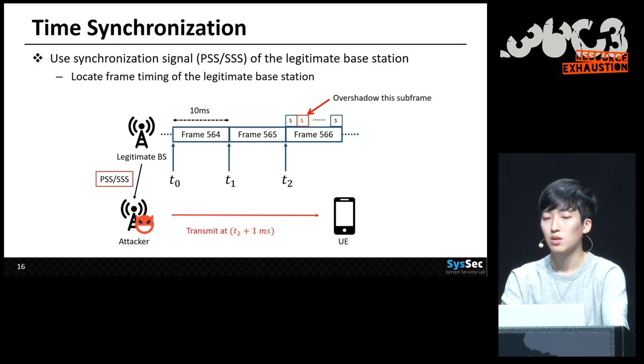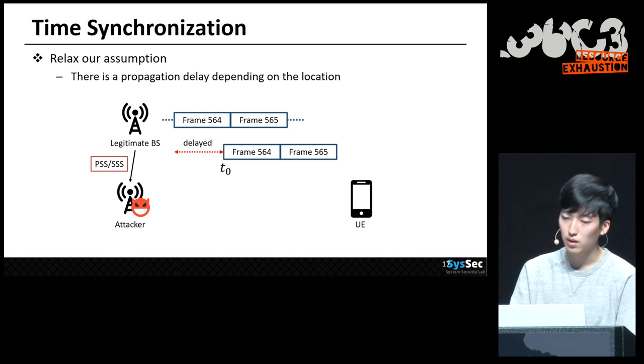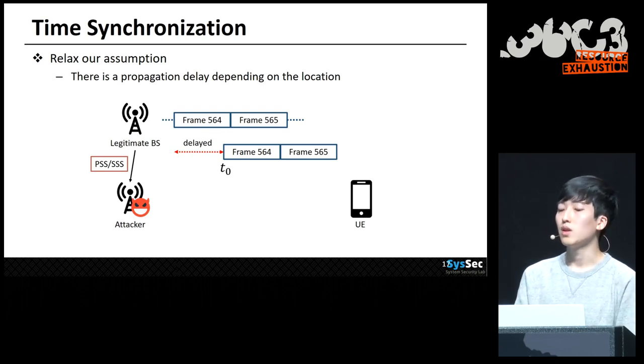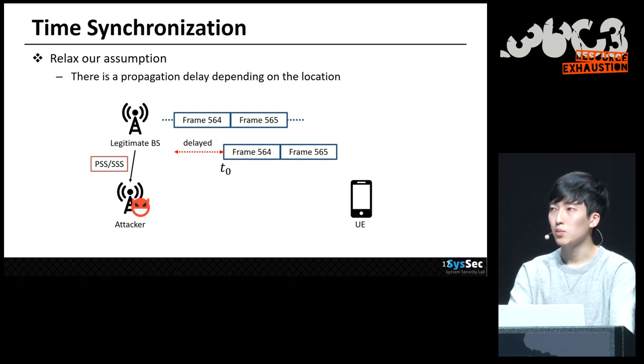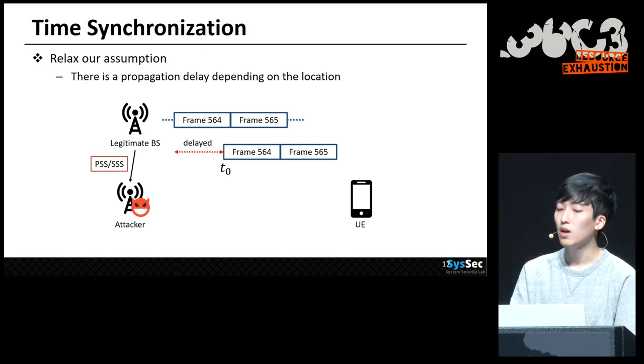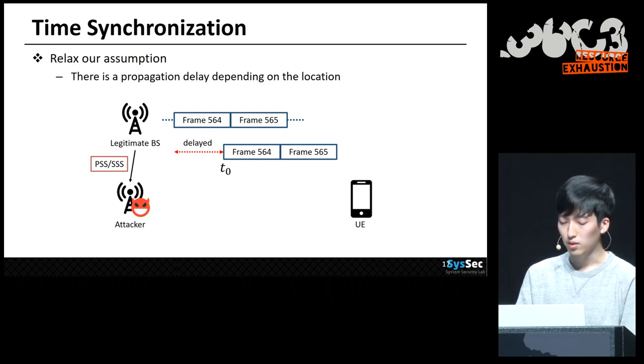delay. However, in real life, there is propagation delay depending on the location, meaning that T0 will be delayed due to the propagation delay of PSS and SSS. Also, if the attacker is located far from the UE, more delay would be added. The delay could be compensated if the attacker precisely locates the UE and the base station. But it is not realistic in the wild.